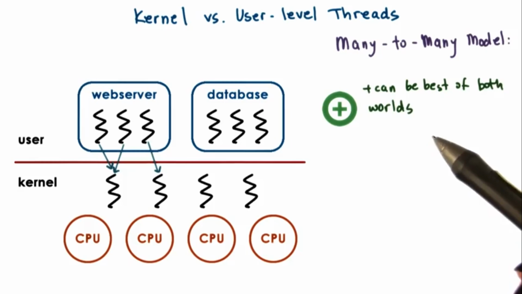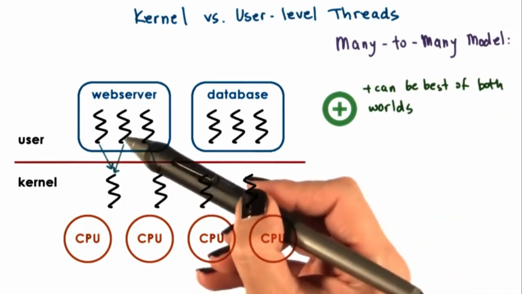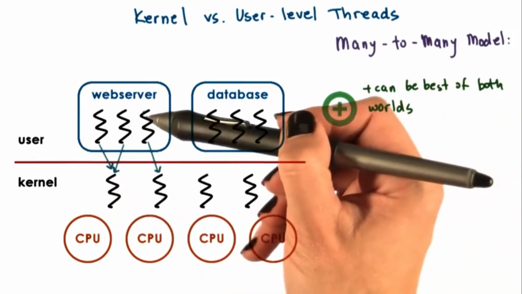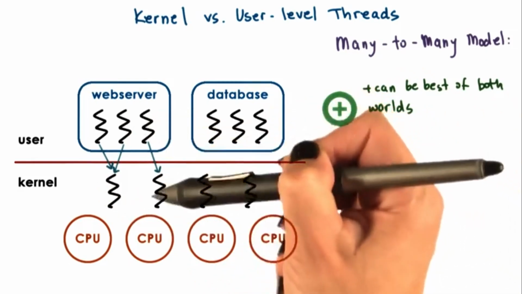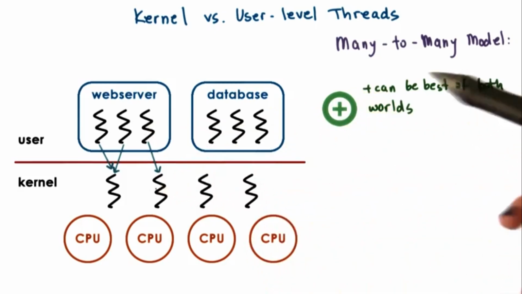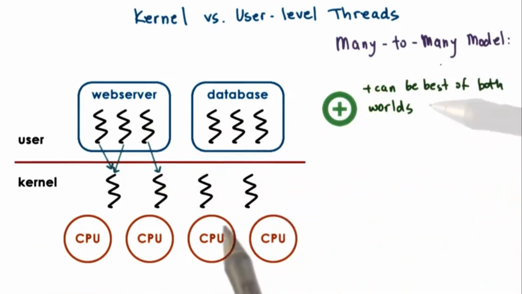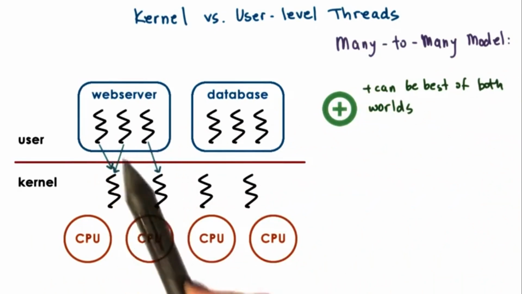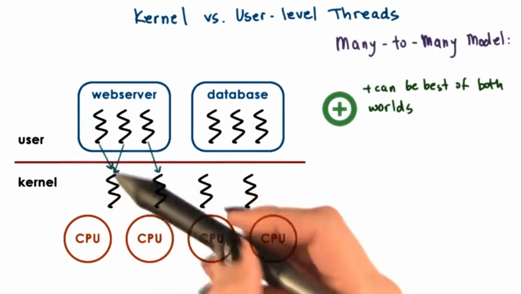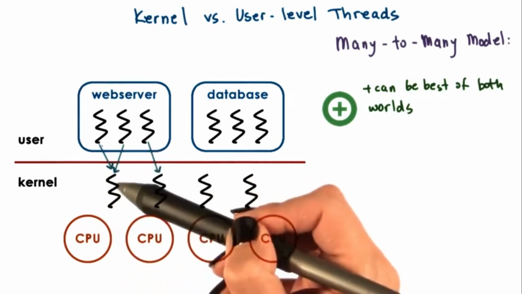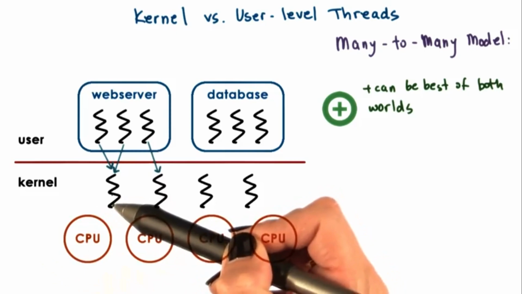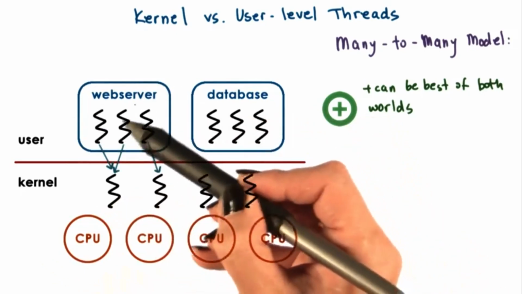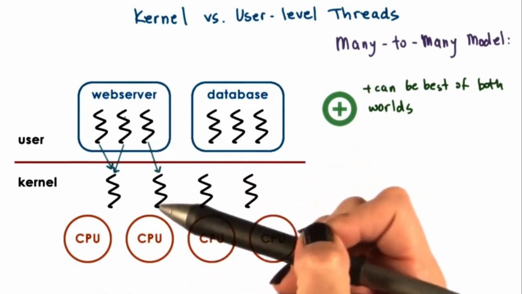Finally, there is the many-to-many model. The many-to-many model allows some user-level threads to be associated with one kernel-level thread, and others perhaps to have a one-to-one mapping. So it's sort of the best of both worlds. The kernel knows that the process is multithreaded since it has assigned multiple kernel-level threads to it. And also, if one user-level thread blocks on I/O, and as a result the kernel-level thread is blocked as well, the process overall will have other kernel-level threads onto which the remaining user-level threads will be scheduled.